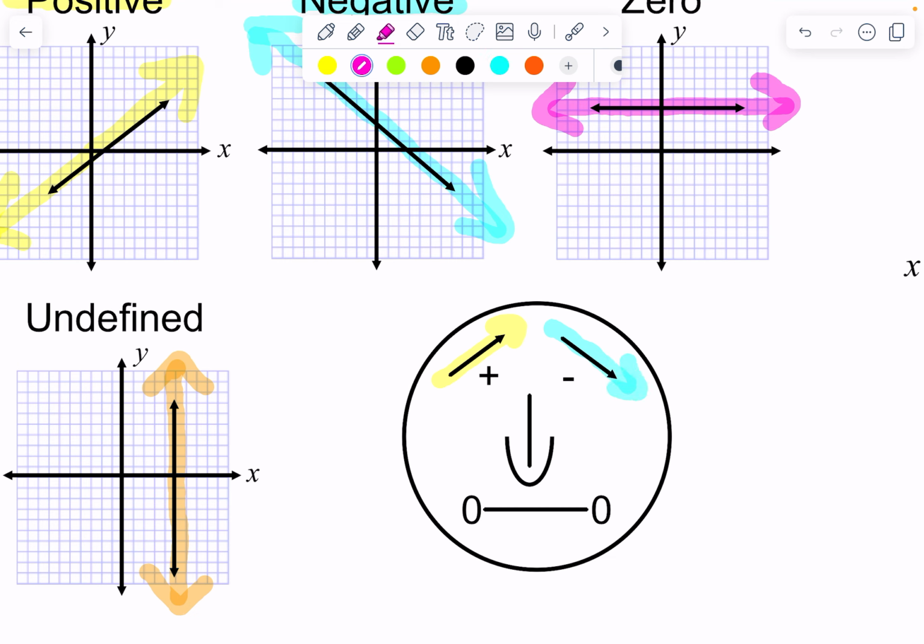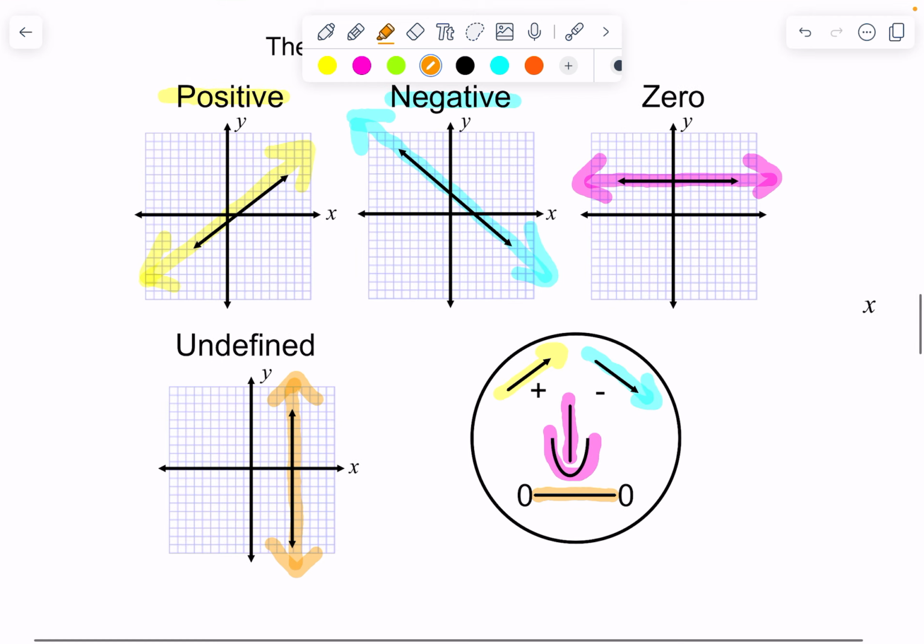He's got a very unusual nose, so that U stands for undefined. That's that vertical line. And then he's got 0 emotions. So he has a horizontal smile because he has 0 emotions. It's just a little trick to remember the slope.